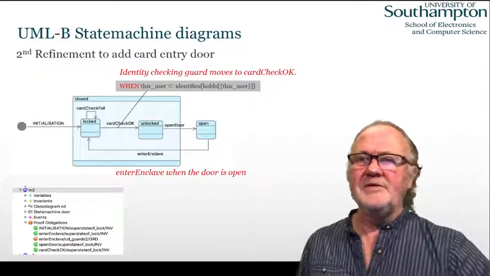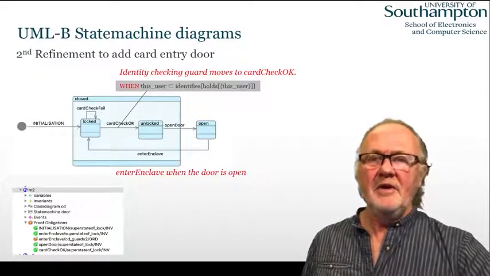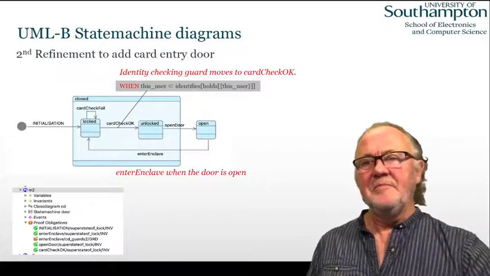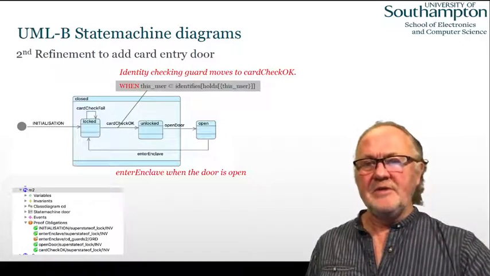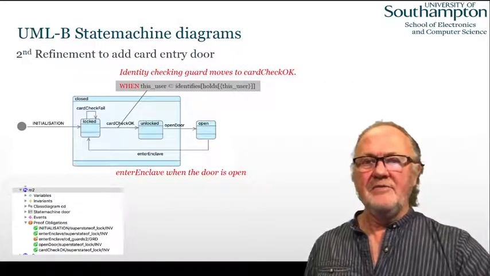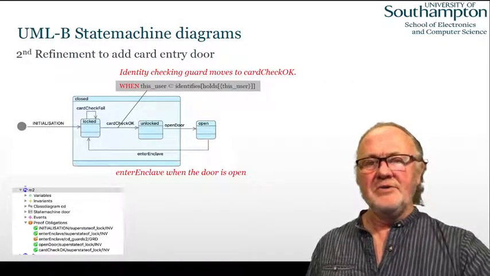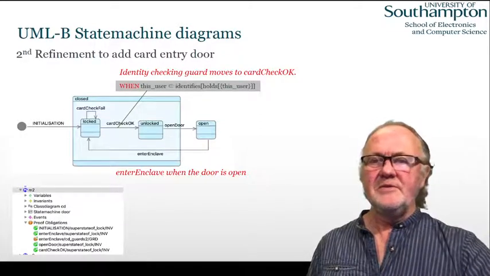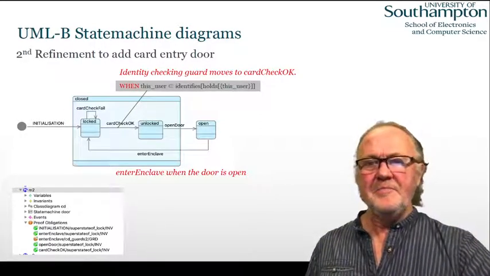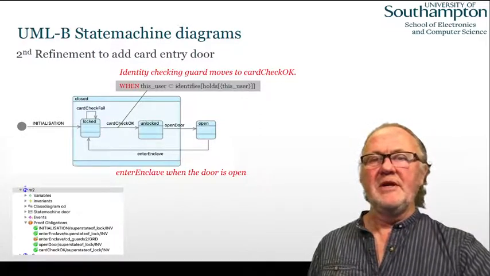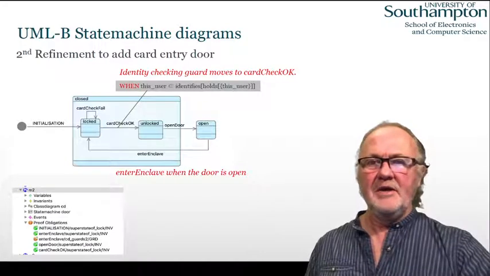So in this next refinement, I've used a state machine to model a card entry access door. Initially it's closed and locked, and then when a user holds a card that identifies themselves, the card check OK transition is fired and the door unlocks. Then it can be opened, and then a user can enter the enclave and the door automatically closes and locks as they do so.